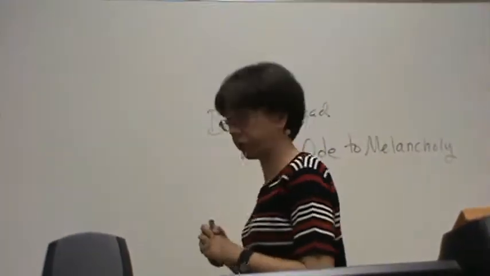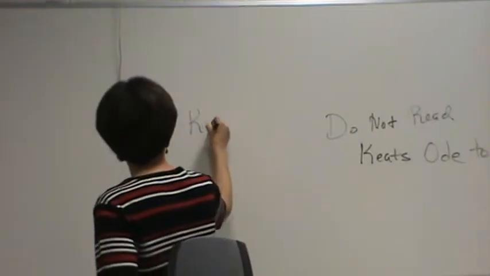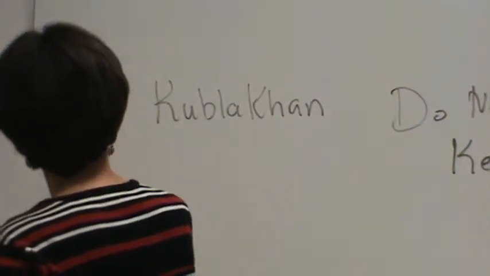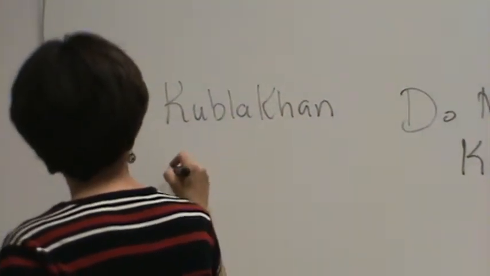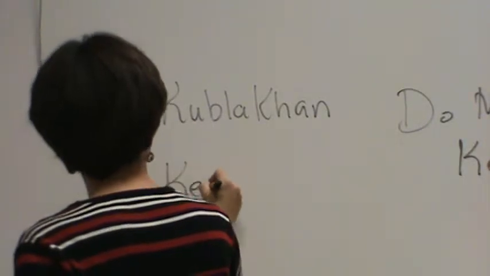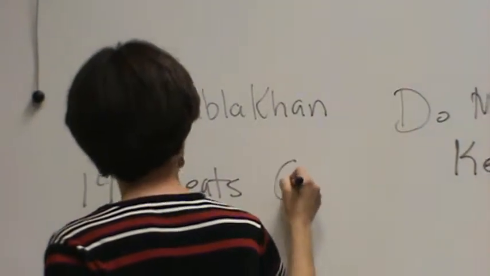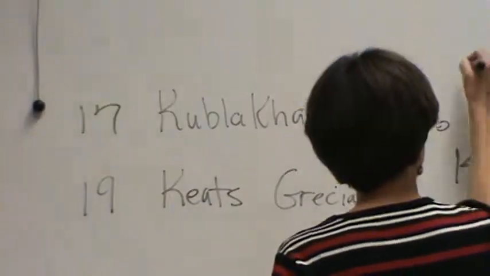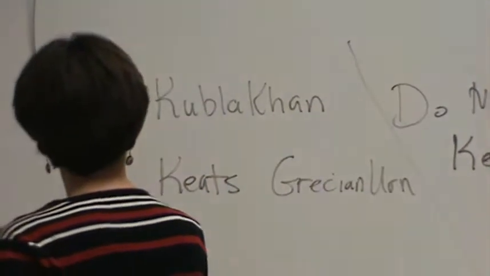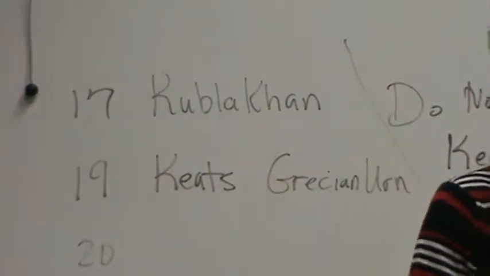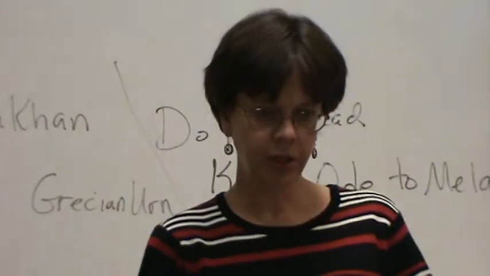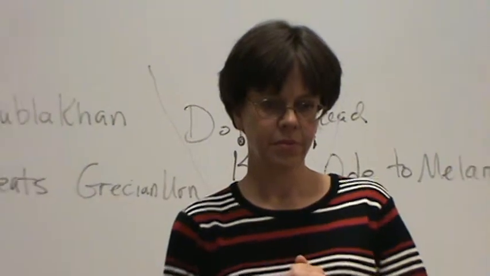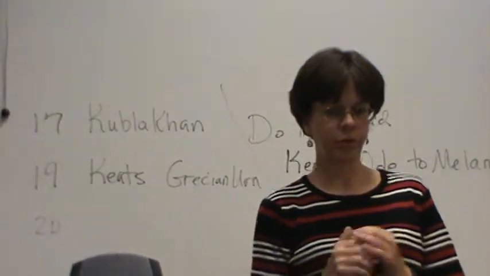So today is Kubla Khan, and today is the 17th. On the 19th, we will do Keats' Ode on a Grecian Urn. And then on the 20th, we will talk about Melville's Billy Budd. And we will just continue from there.